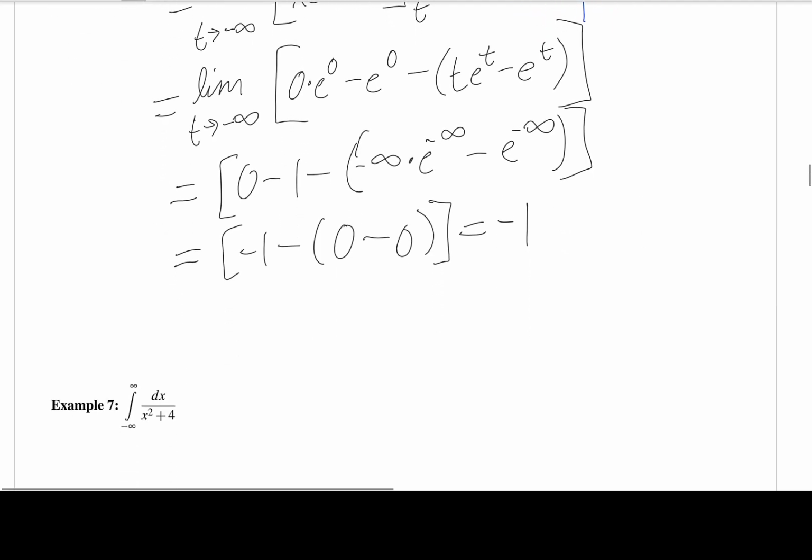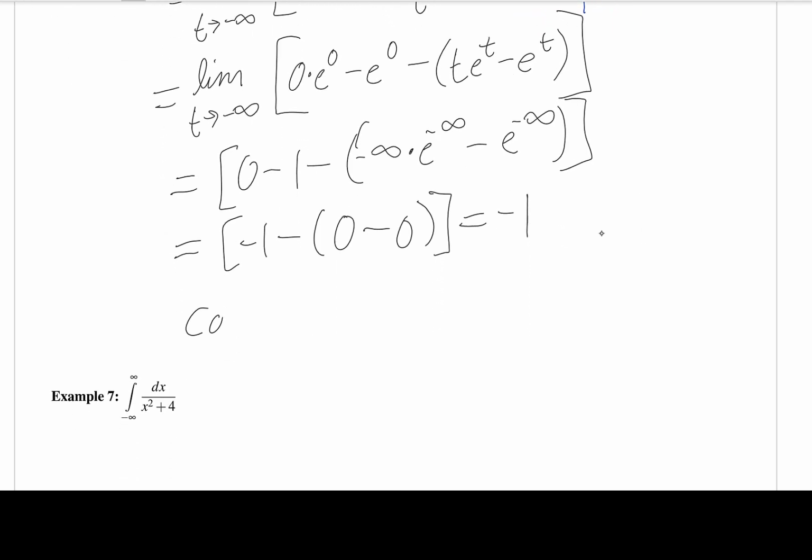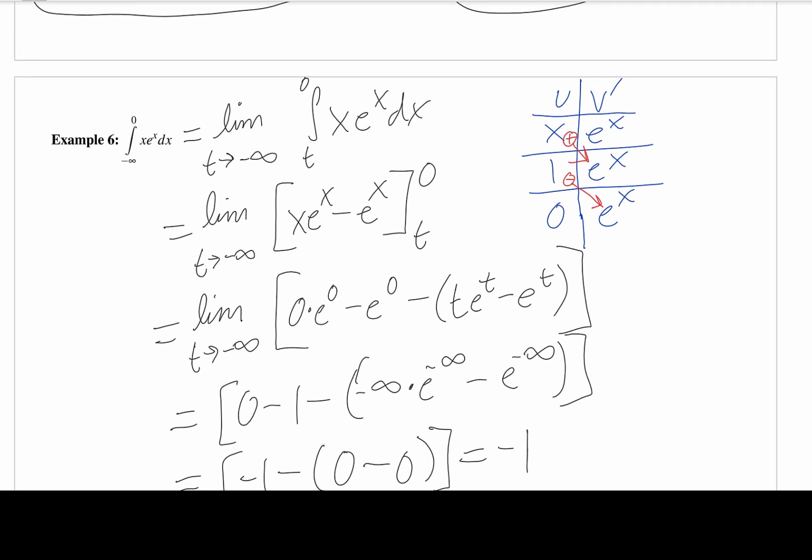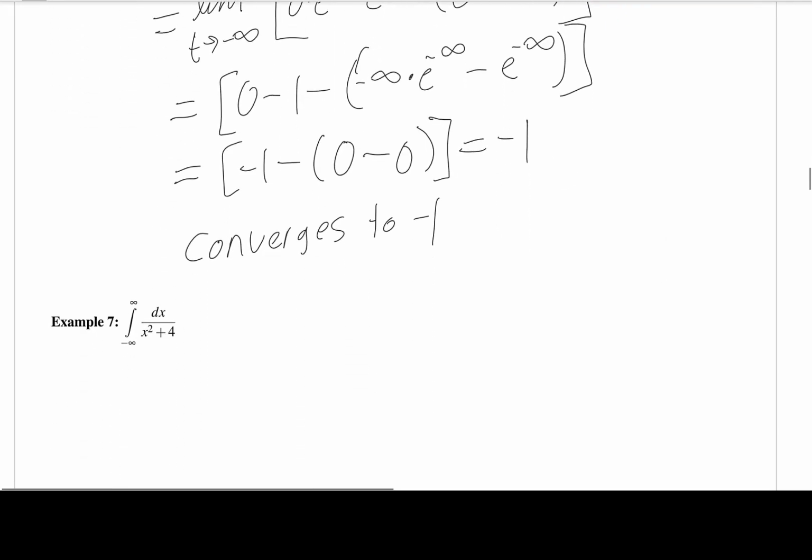And so that tells me that our integral converges to negative 1. So that means that the area under the curve of this function from negative infinity to 0, even though, right, we consider area to be positive, that just means that our net area, taken the amount above and below the x-axis, is going to be equal to negative 1.